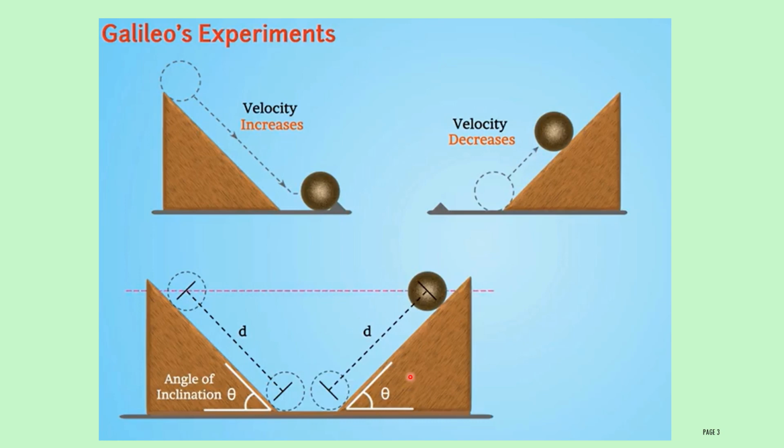Then consider two inclined planes. Release the ball from one height on the first inclined plane. The ball will move downwards, and then it will start climbing the second inclined plane. If the angle of inclination of both planes is the same, then the ball will cover equal distance on both planes, and it will also reach equal height on both planes. That one you have to remember.